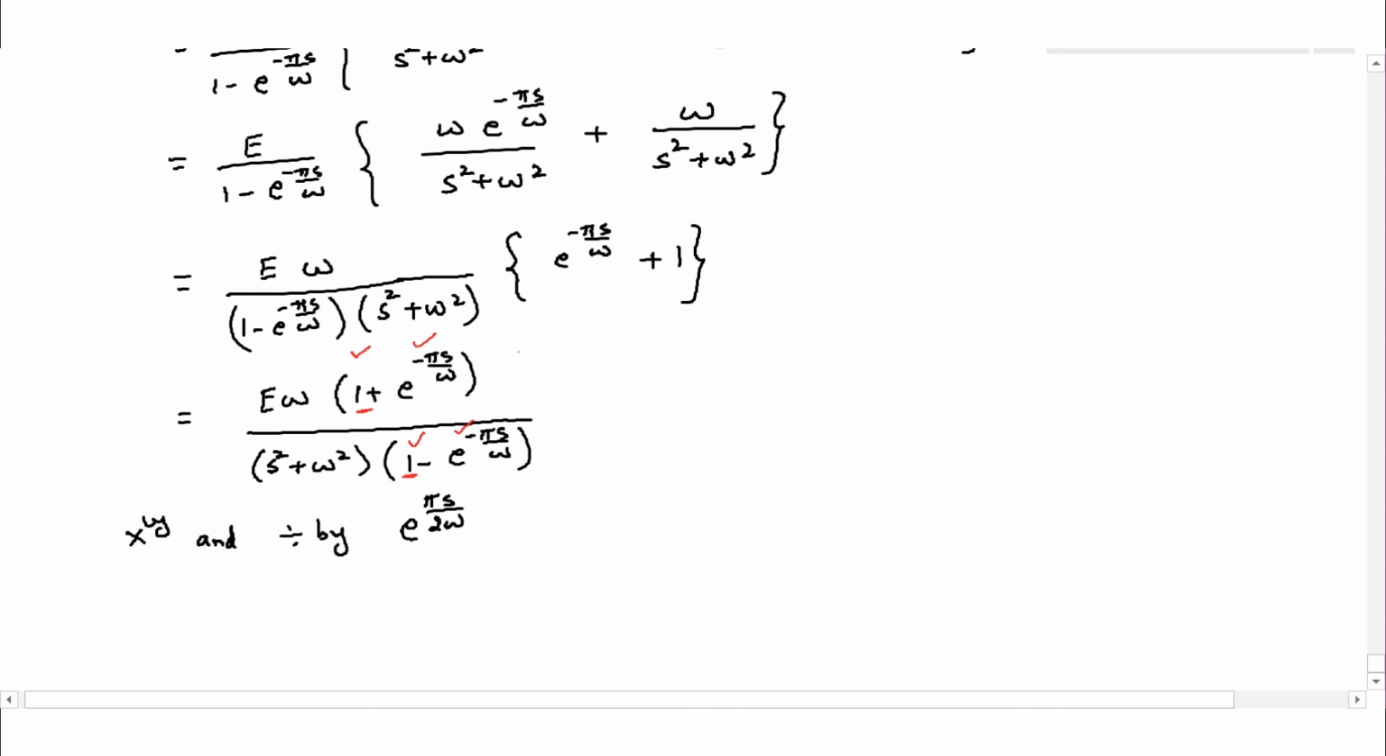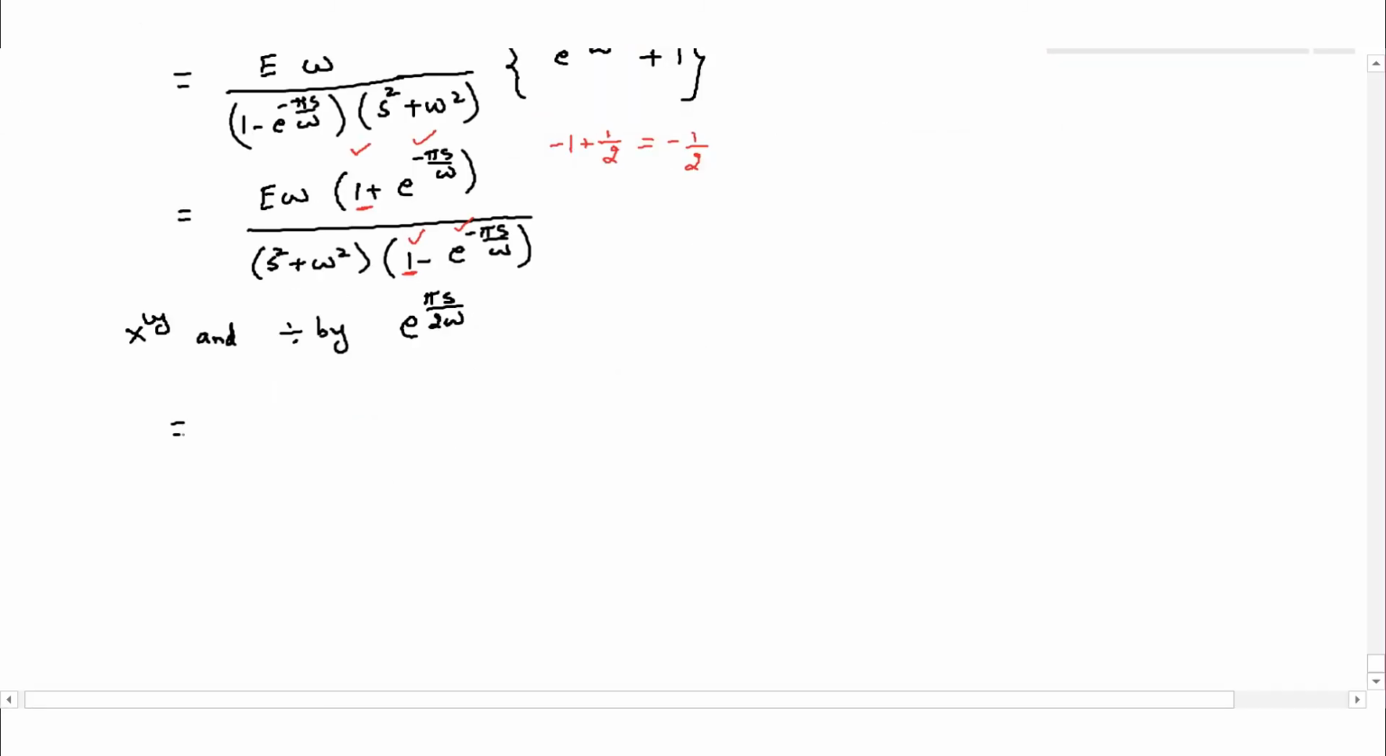So this expression is in the form of minus 1 times pi s by omega. If I multiply that by half times pi s by omega, minus 1 plus half will become minus half. Minus half times pi s by omega you will be getting both in the numerator as well as in the denominator. So to get that expression, I am multiplying by e power of pi s by 2 omega as well as dividing by it. So let us multiply and see what expression we get.